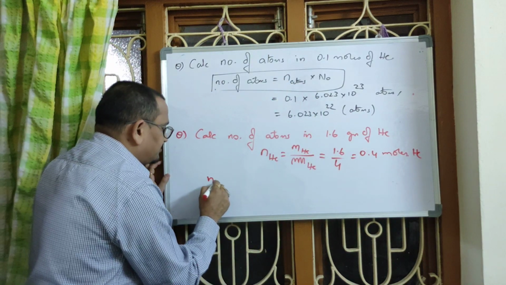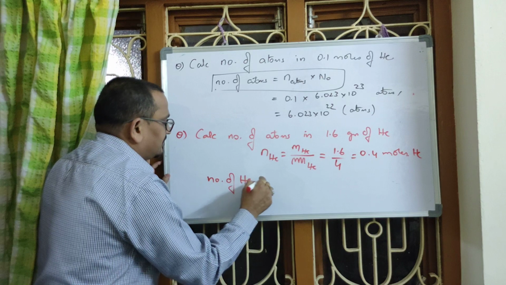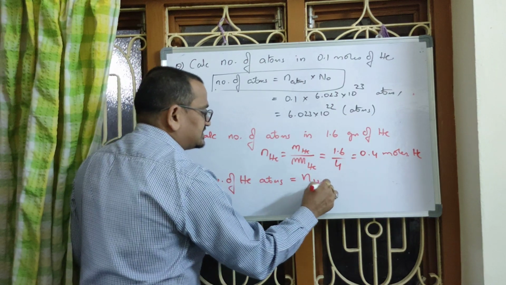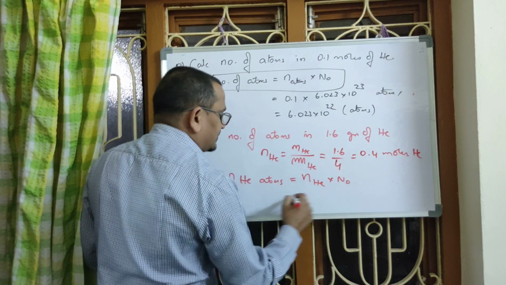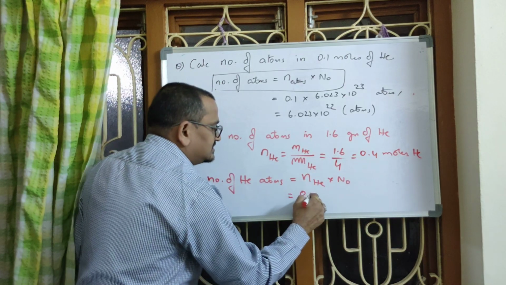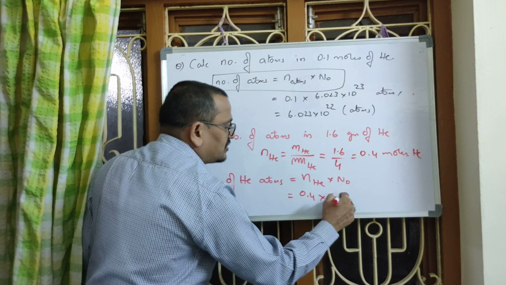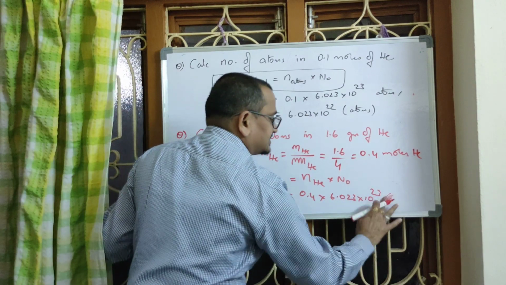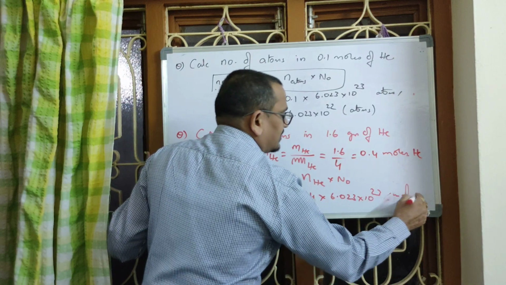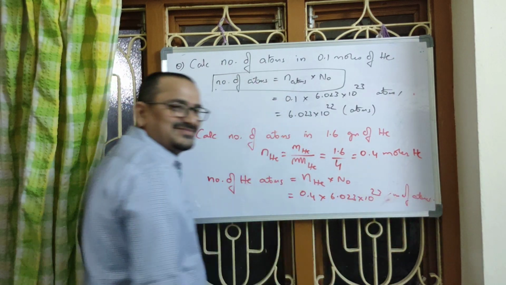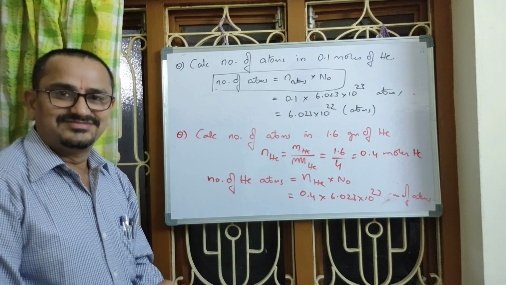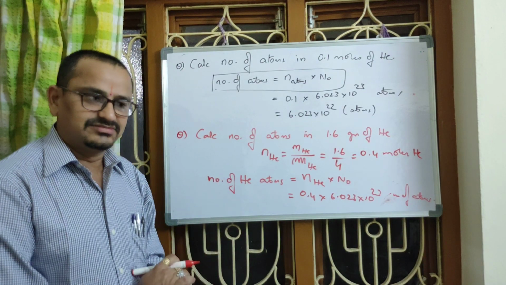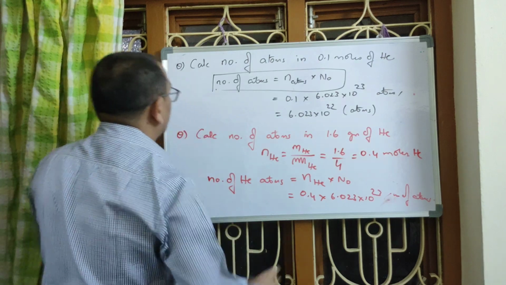Now substitute. Number of helium atoms equals number of moles of helium atom into Avogadro number. What is the number of moles? 0.4 into 6.023 into 10 power 23 number of atoms. This is one more. Understood? You do one more question like this. Yes, this time you have to solve quickly.